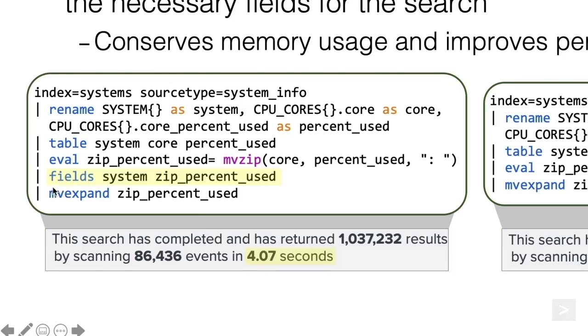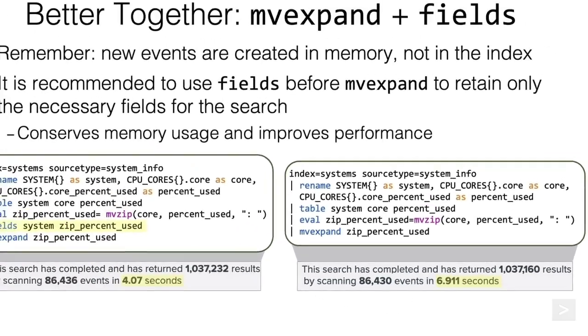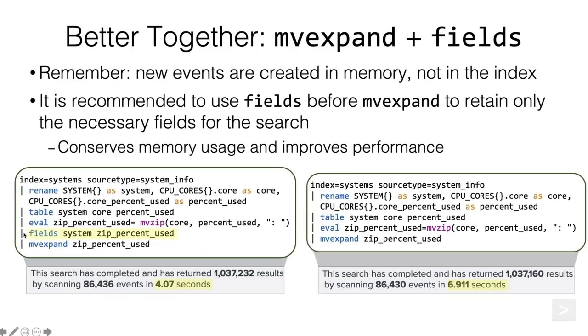Notice this search on the left-hand side using the fields command returns in 4.07 seconds, whereas the search on the very right-hand side that does not use the fields command returns in 6.911 seconds. The search on the left using fields is faster.